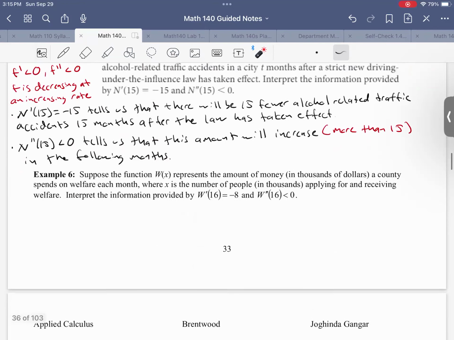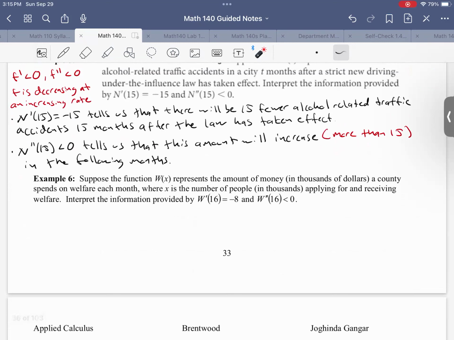So last one, example 6. Suppose the function W of x represents the amount of money in thousands of dollars a country spends on welfare each month, where x is the number of people in thousands applying for and receiving welfare. Interpret the information provided by W prime of 16 equals -8 and W double prime of 16 is less than 0. So we have a similar situation here. We have F prime less than 0 and F double prime less than 0. Those are both negative values.